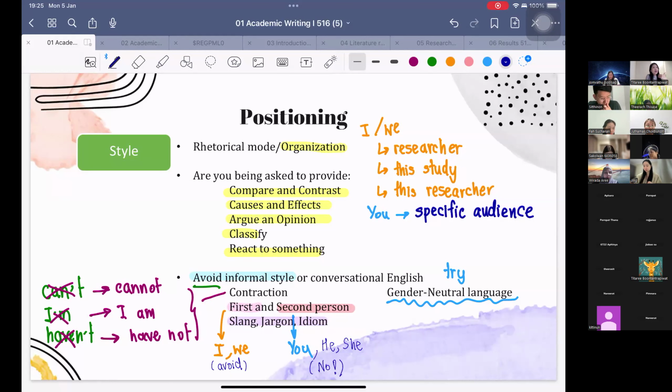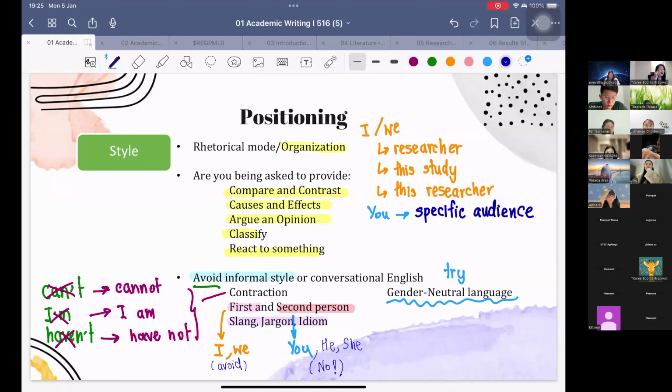So instead of using the word you, he, or she, it would be better to go with the specific term. If you refer to the elderly, use the word elderly. If you are referring to those people who are children, use the word children. So avoid the words you, he, or she, because they are not specific. People don't exactly know who you mean. That's why it's better to be specific and detailed about who you're referring to.